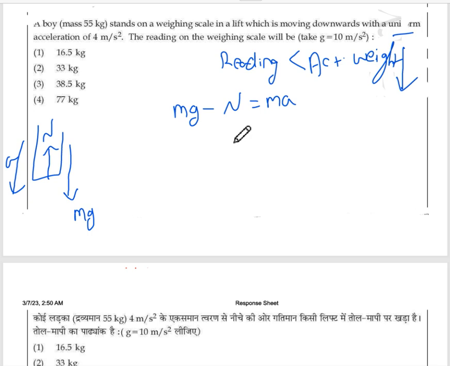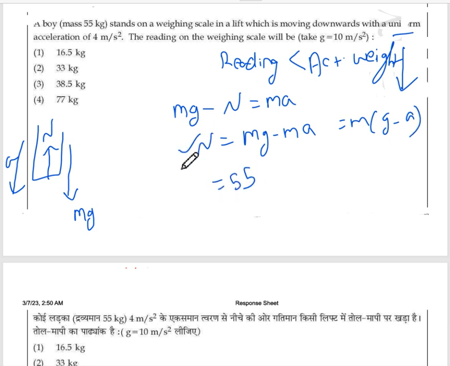We have to find the value of n, so we just take n to that side. So n will become mg minus ma, so n equals m into g minus a. Now put the values. The question is asking to find n, which is our reading on the scale. So 55 into 10 minus 4, which is 55 into 6, which is 330 Newton.